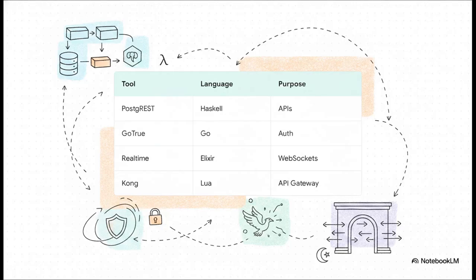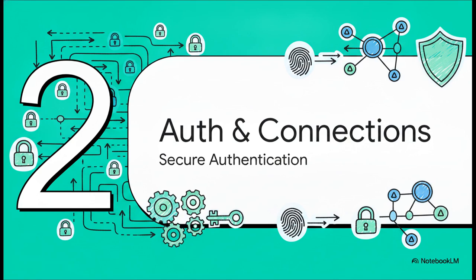And this brilliantly illustrates their philosophy, the polyglot tech stack. Supabase didn't just pick one programming language and stubbornly force it to do every single task. No way. They chose the absolute best programming language for each specific job. They use PostgREST, which is written in Haskell, to instantly turn your database into an API. They use GoTrue, written in Go, for lightning-fast authentication. They rely on Elixir to handle those massive WebSocket real-time connections, and Lua for the Kong API gateway. It's honestly a masterclass in utilizing the right tool for the right job, rather than just forcing a single language to do everything poorly.